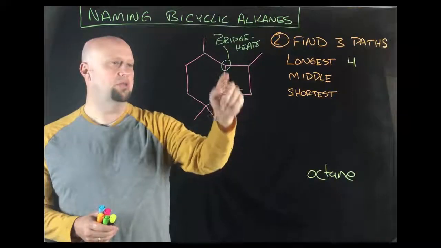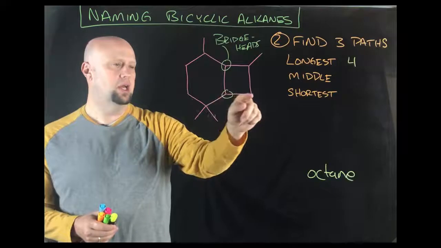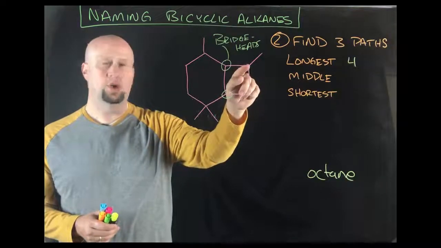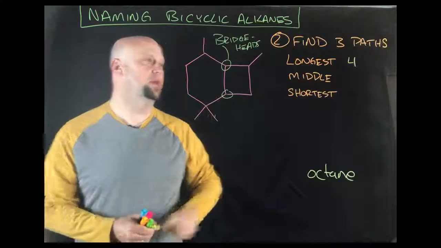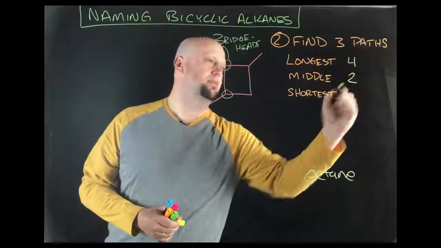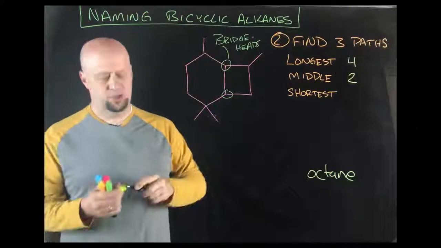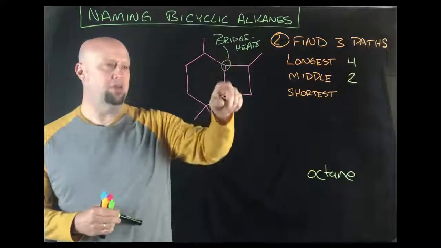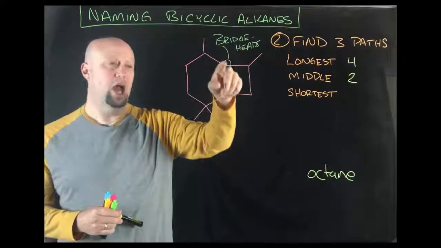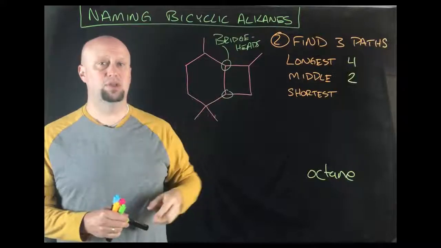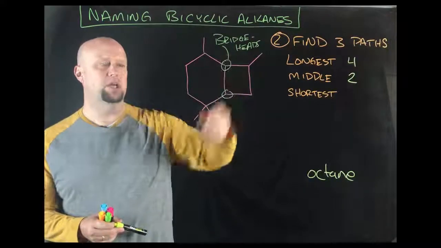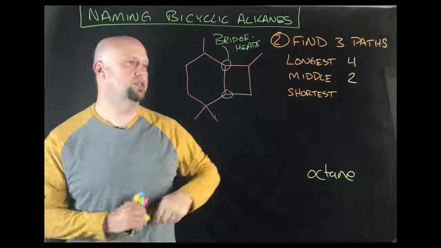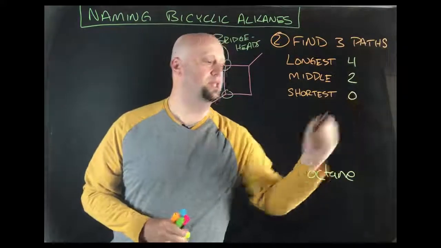My middle path is this one over here, on the square part. If we go from one bridgehead to another, it's 1, 2 carbons in between them. You don't count the bridgehead carbons, you count the carbons in between them. So in this case, I've got 2 carbons in between. And on my shortest path, between the bridgeheads, I actually have no carbons in between them. That is relatively common. It's not all the time, but it's relatively common to end up with no carbons in between those two. And so that will give me a 0.